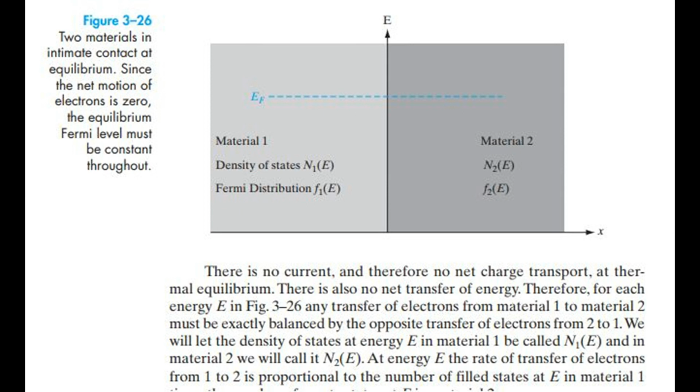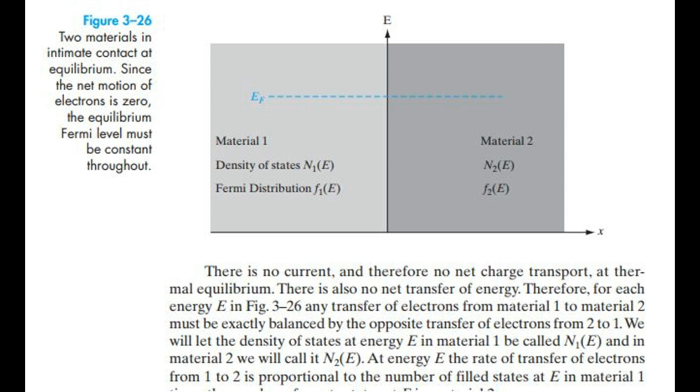Therefore, for each energy E in Fig. 3.26, any transfer of electrons from material 1 to material 2 must be exactly balanced by the opposite transfer of electrons from 2 to 1. We will let the density of states at energy E in material 1 be called N1(E), and in material 2 we will call it N2(E).